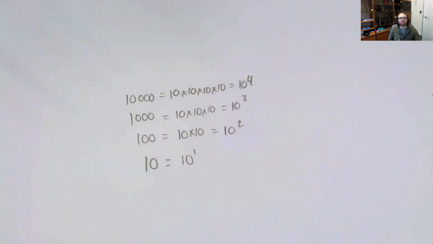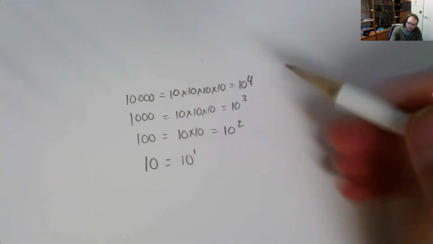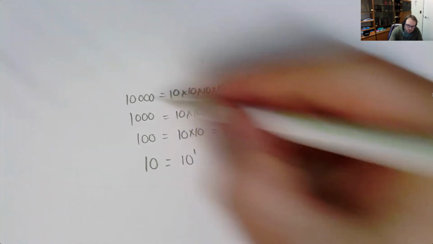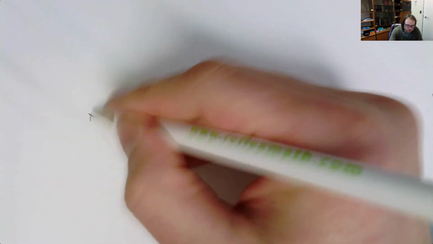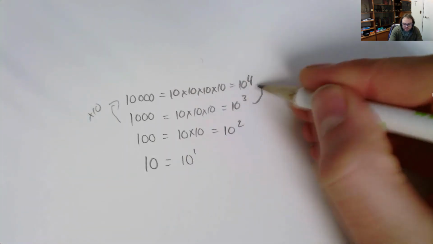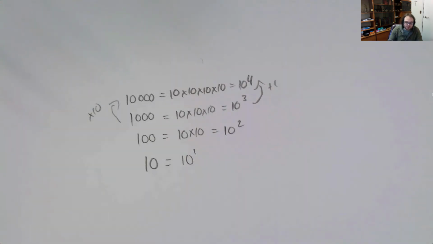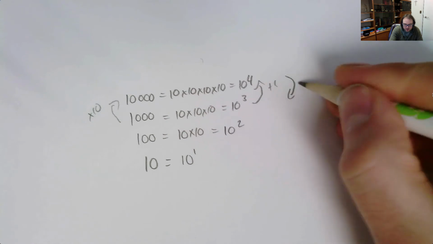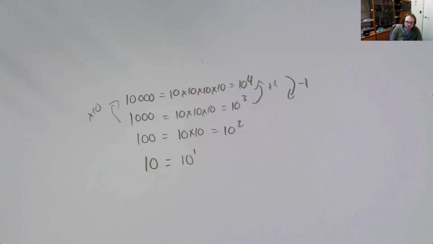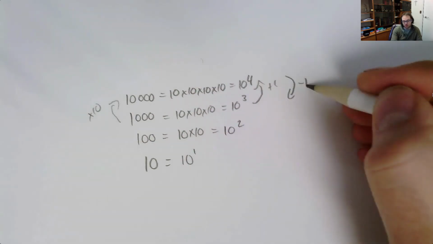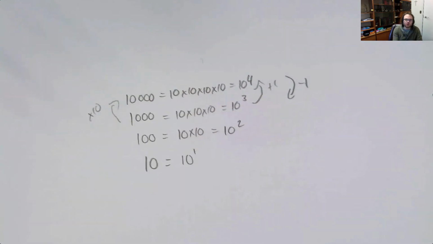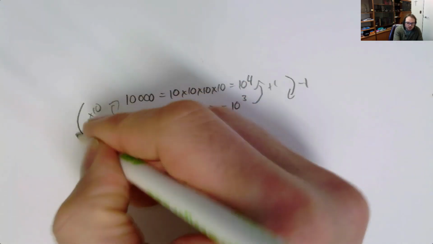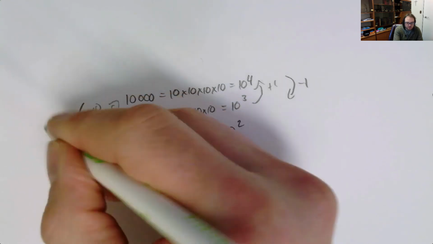Now, looking at this, every time we move up this way, we multiply by 10, and that means we add one to the exponent. Every time we go down, we subtract one from the exponent. So what's the opposite? Here, we're adding an exponent; the opposite is subtracting. What's the opposite of multiplying? We are dividing by 10. Okay?